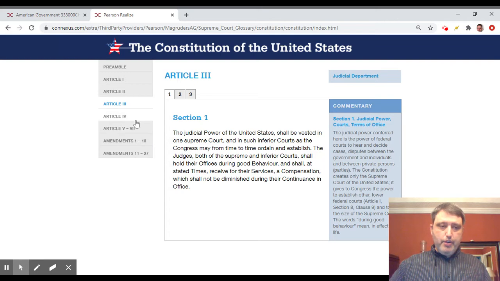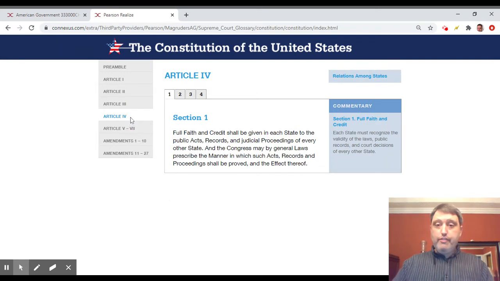Okay, then we kind of get into stuff we haven't talked about yet. So Article 4 is something called the Full Faith and Credit Clause. Essentially what that means is that each state has to recognize the sovereignty of the other states. So if I get a driver's license in South Carolina and then I'm driving in Georgia, then that license from South Carolina gives me the right to drive in Georgia, even though it's issued by South Carolina. Georgia acknowledges that. It's part of the Full Faith and Credit Clause.